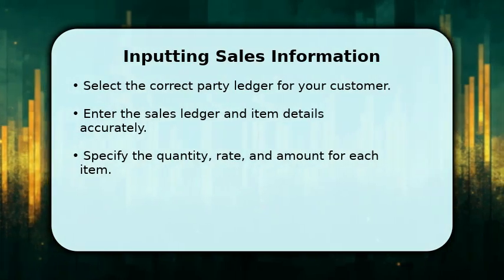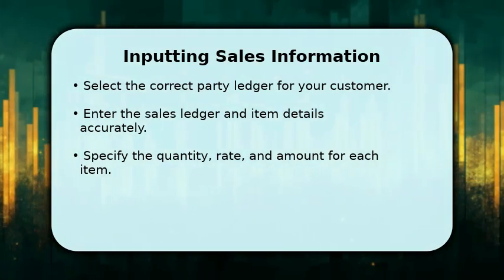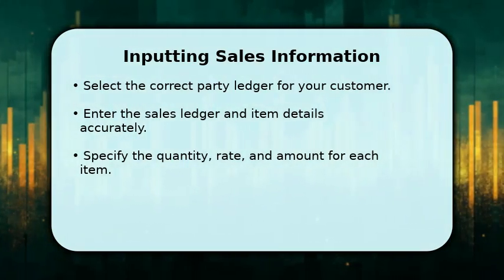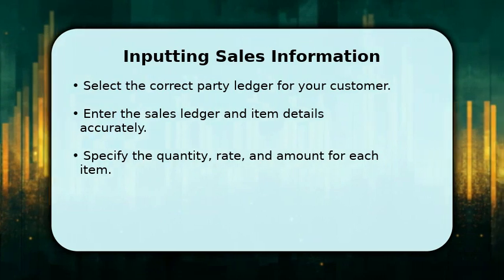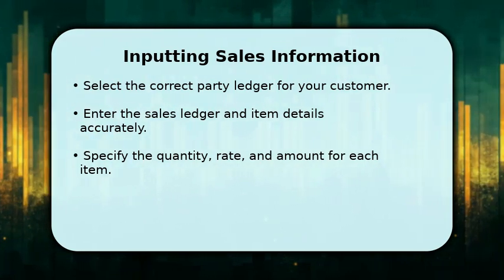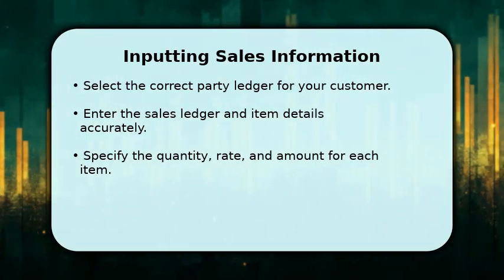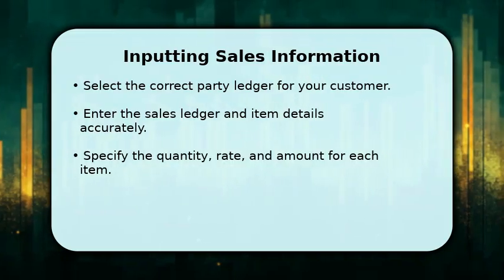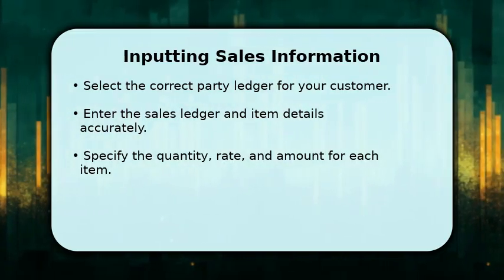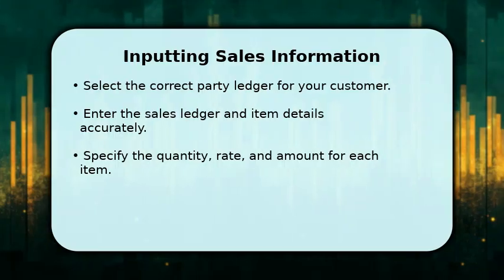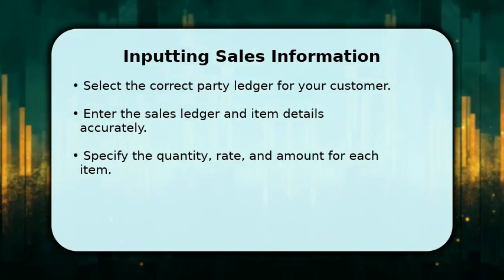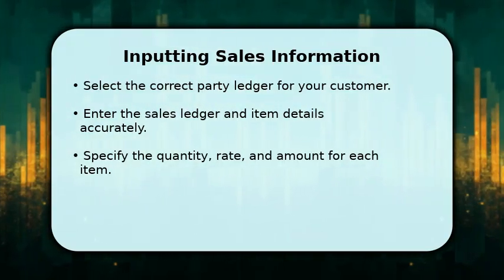Next, we'll focus on inputting the core sales information. First, select the buyer's name from your list of ledgers. Then, choose the sales ledger, typically sales account. For each item sold, enter its name, the quantity, and the rate per unit. Tally Prime will automatically calculate the total amount for you. This ensures every product sold is correctly recorded against the right customer.